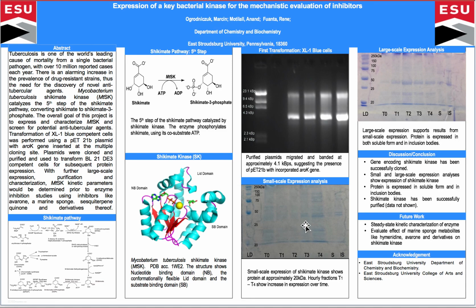There was a band of increasing predominance from T0 to T4 through the solubility test around 20 kDa. MtSK has a molecular weight of 19.6 kDa. This showed that the small-scale expression was successful. The bacterial culture was then upscaled for a large-scale expression and purification. Large-scale expression showed similar results to small-scale.